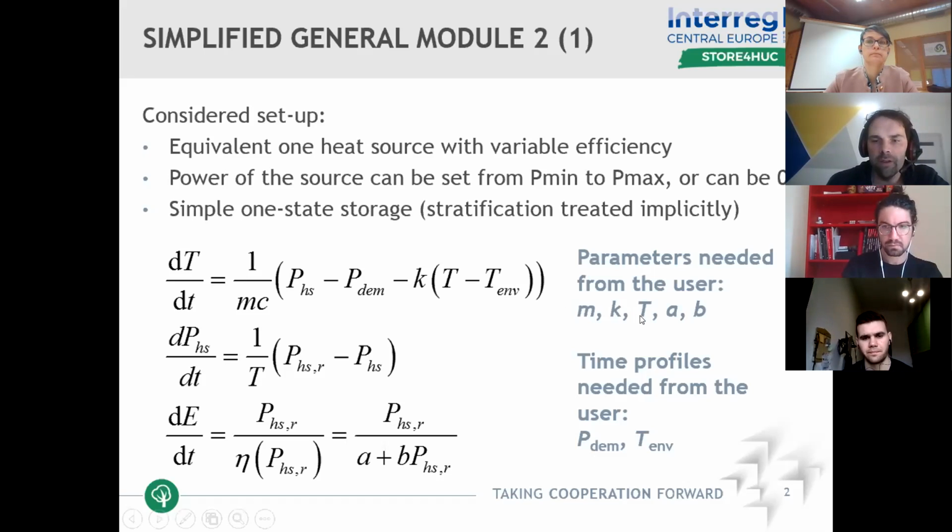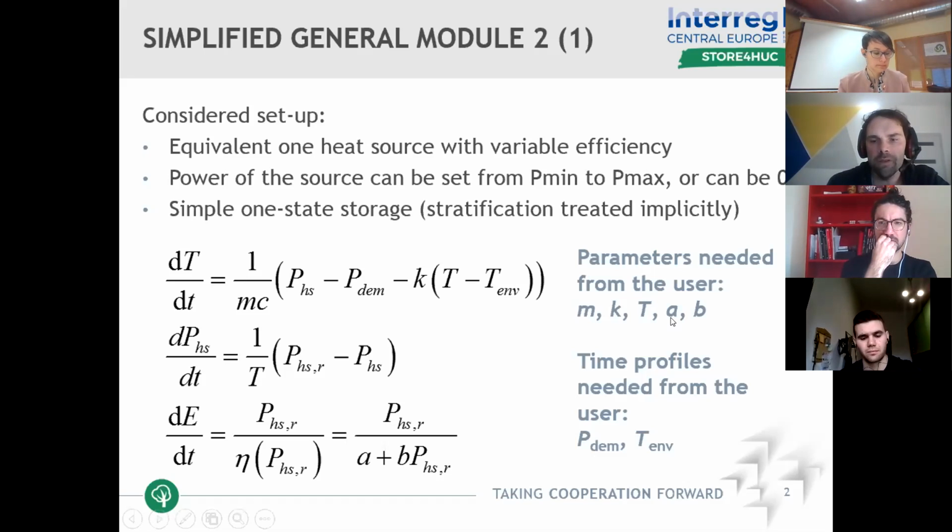Then the next thing that should be provided is the time for heat up of the heat source. For instance, what we saw for Whites, once the boiler is engaged, it takes maybe 15 minutes for it to fully develop its required power and supply the storage. So this is the heat up time, and with the same dynamics, we model the cooling down of the heat source once it is switched off.